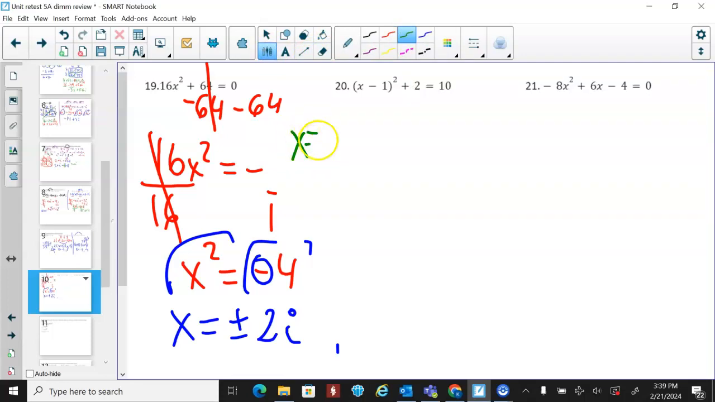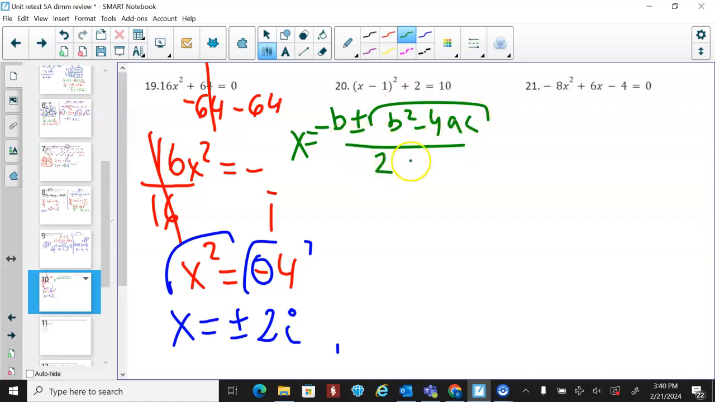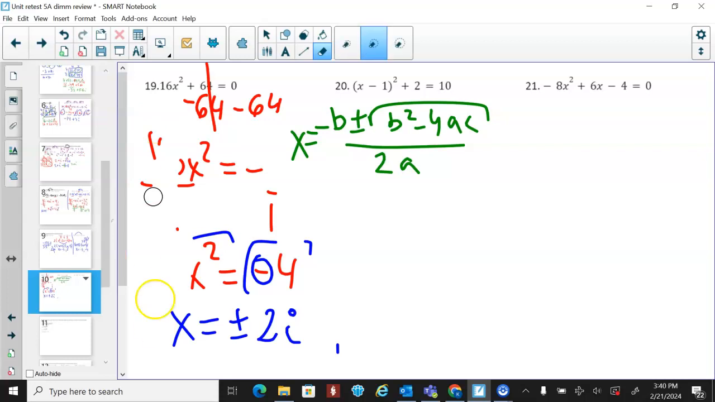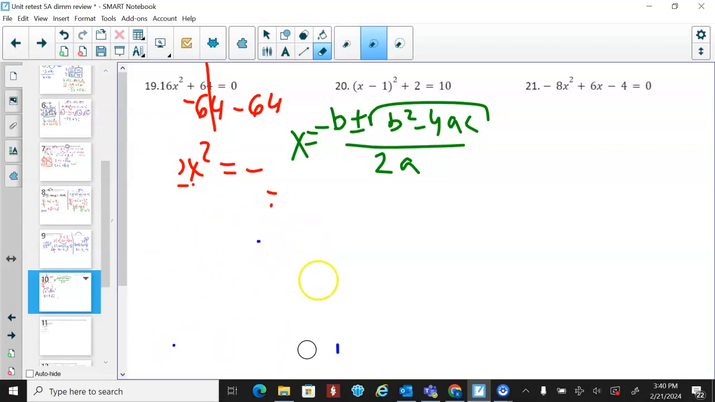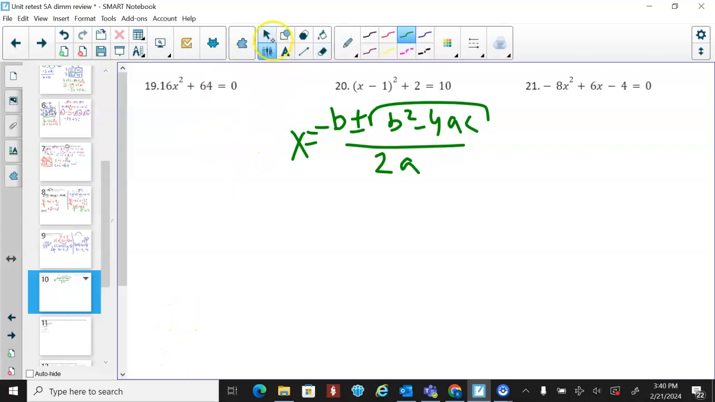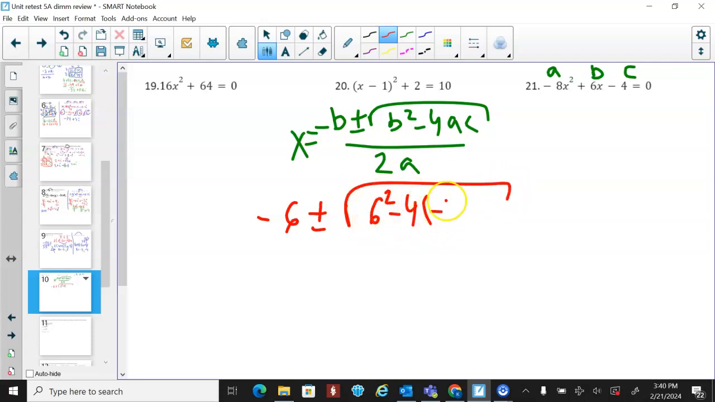Okay, so that's again, x equals negative b plus or minus square root of b squared minus 4 times a times c, divided by 2 times a. Okay, so we're going to plug in our numbers. Just make sure you're reading the correct numbers and you're reading the negatives, okay? So this is your a, this is your b, and this is your c. So negative b, negative 6 plus or minus square root of b squared, so that's 6 squared, minus 4 times a, which is negative 8, times c, which is negative 4, all divided by 2 times a, which is negative 8.